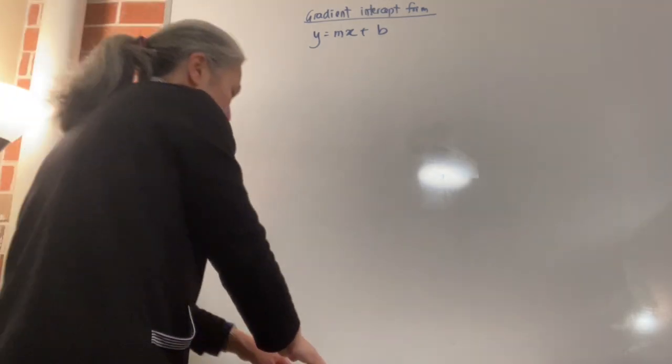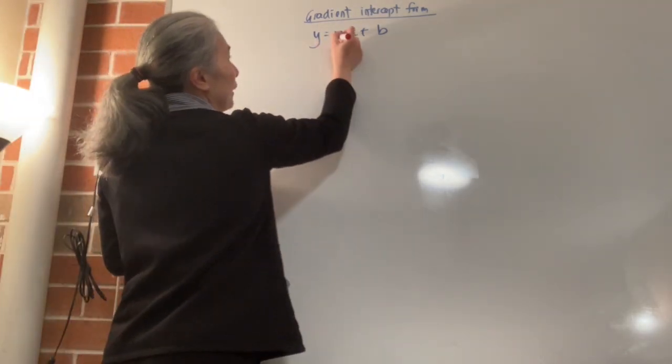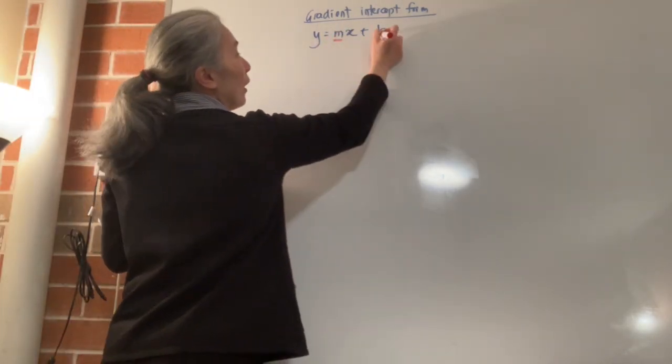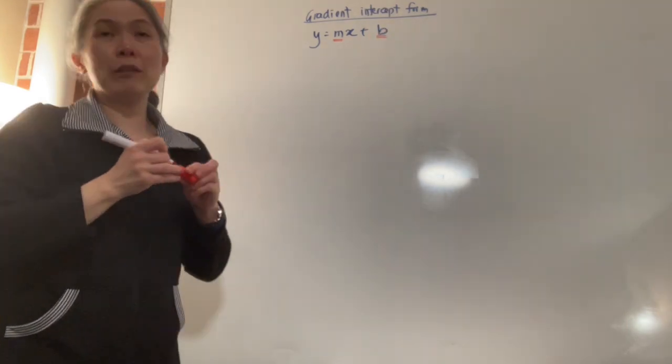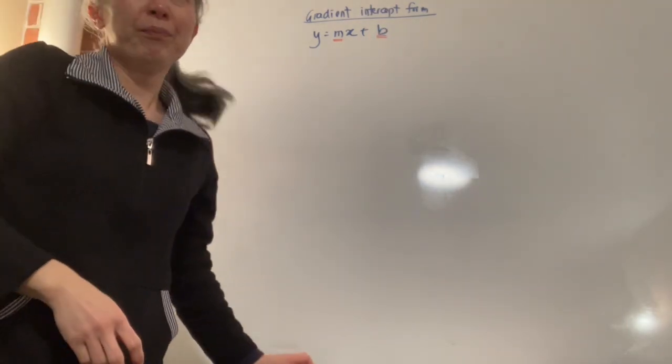Why do I use gradient-intercept? Because from these equations you can tell what is the gradient and what is the y-intercept. That's why it's called gradient-intercept form. So if I want to write the equation in gradient-intercept form, you need to write y equal to something x plus a number.